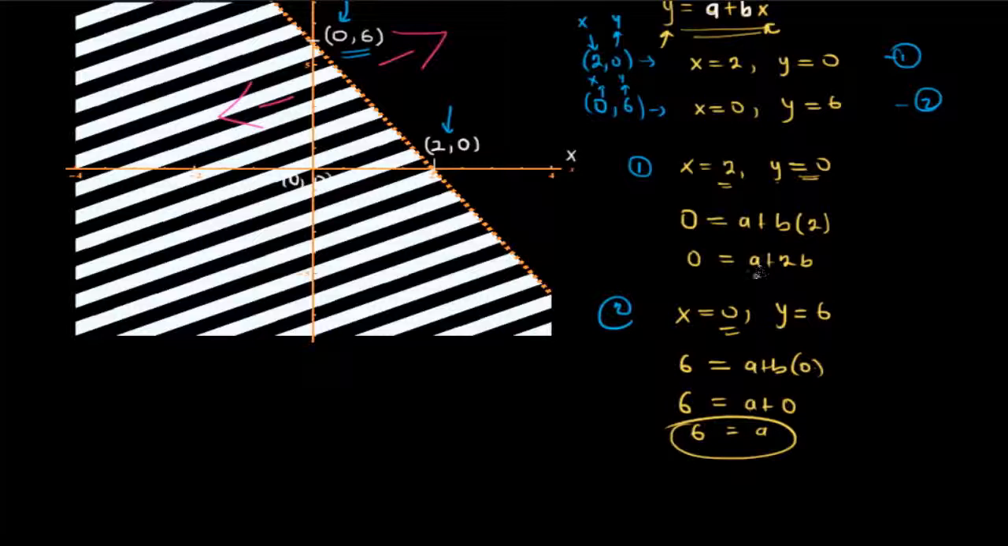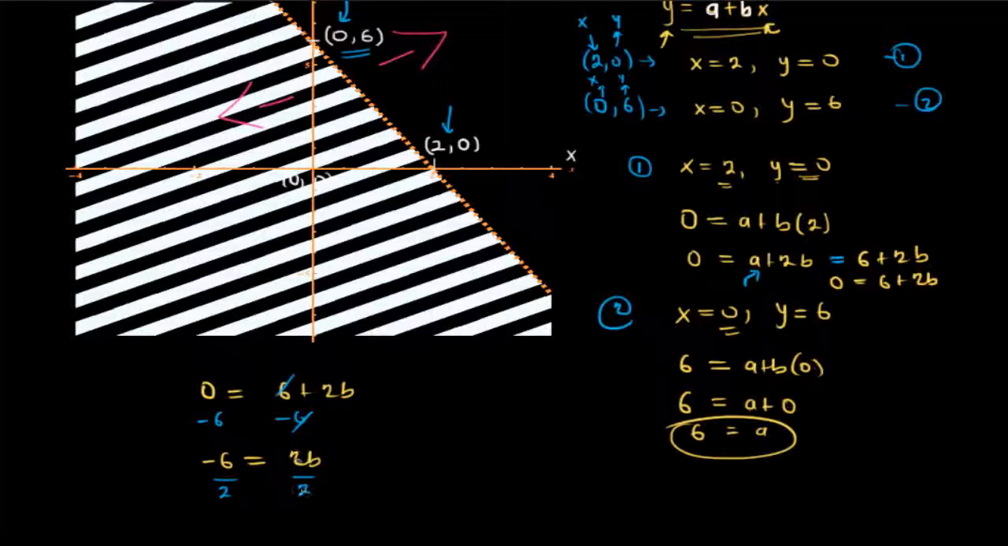Now since a is 6, we can substitute a into the first equation, and what you would have is 0 equals 6 plus 2b. So let's write it here so we don't mess things up. You have 0 equals 6 plus 2b. We want to find b, so we subtract 6 from both sides. So negative 6, negative 6, so this crosses out. 0 minus 6 is going to give you negative 6 equals 2b. To find b, we divide both sides by 2. So negative 6 over 2 is going to give you negative 3. So this implies that b equals negative 3.